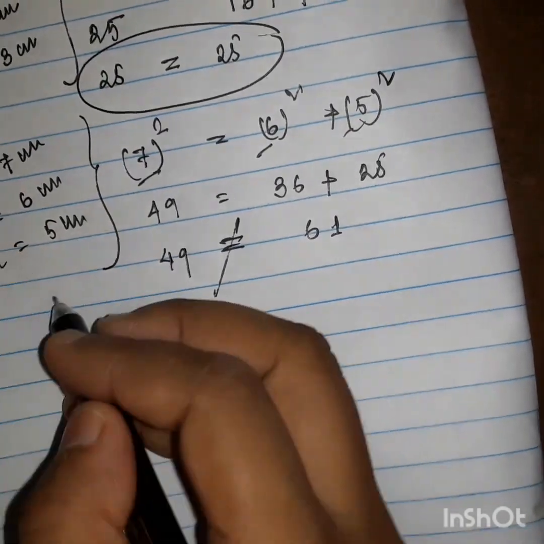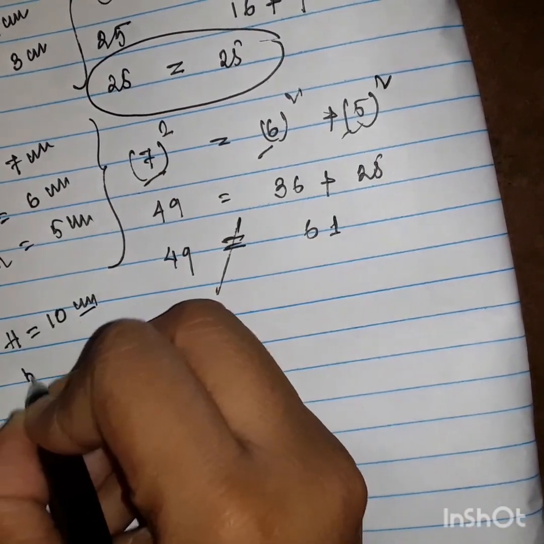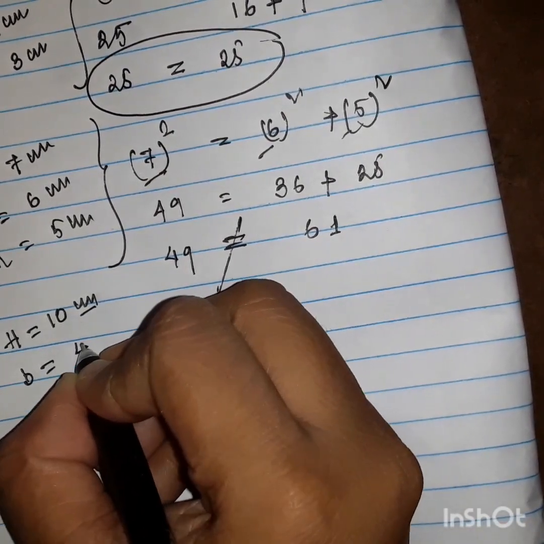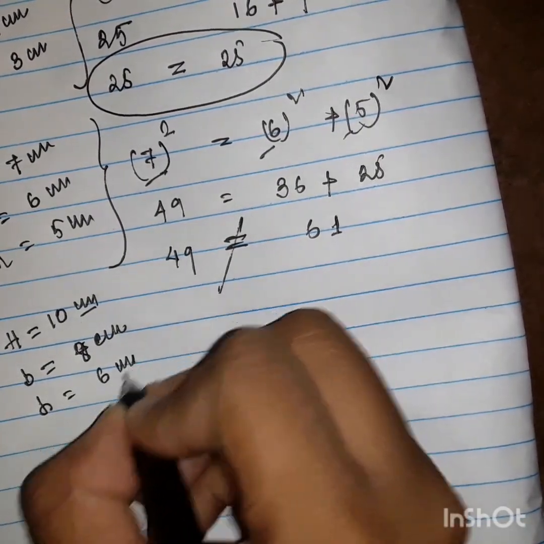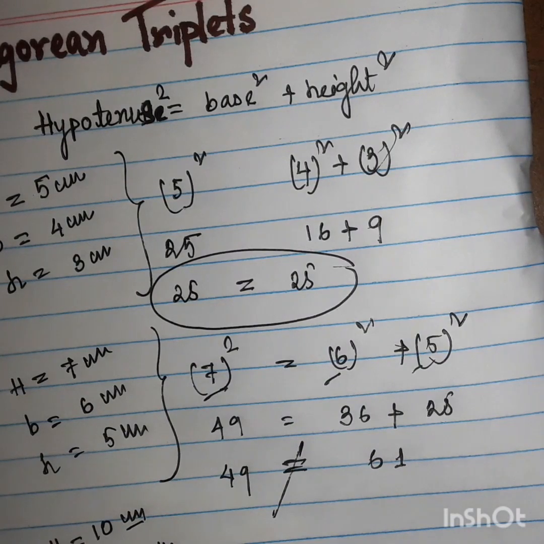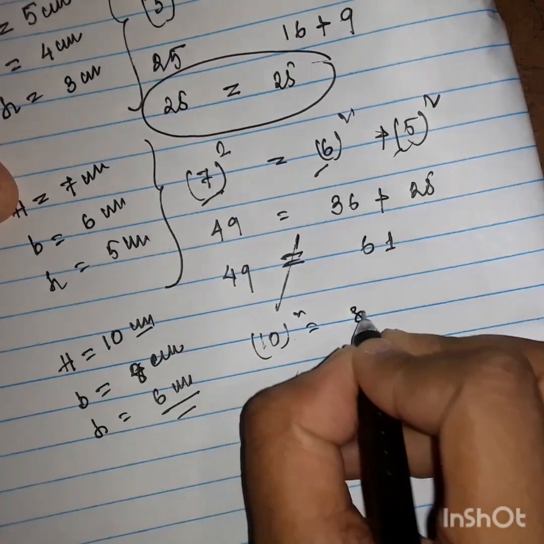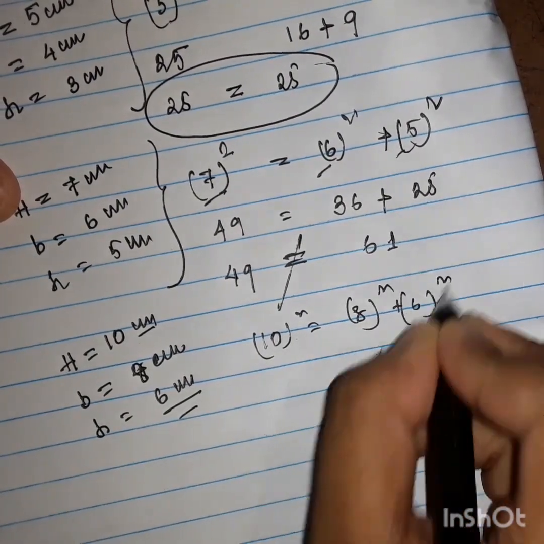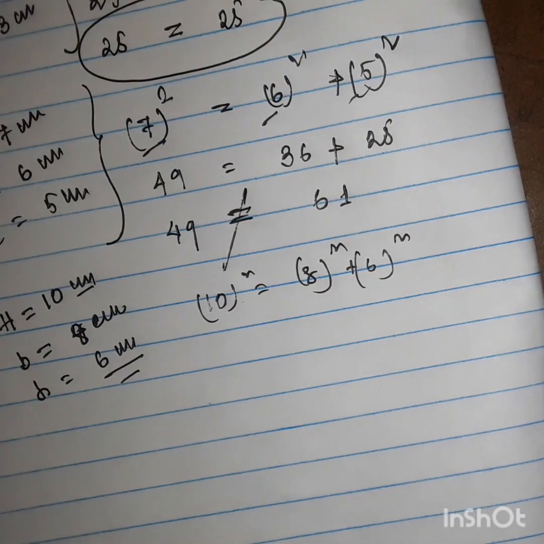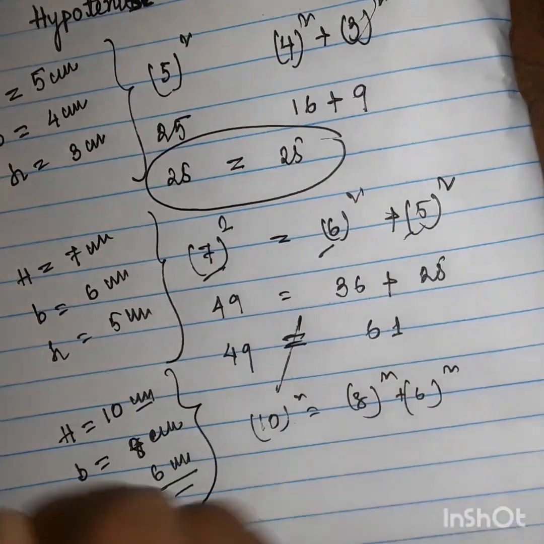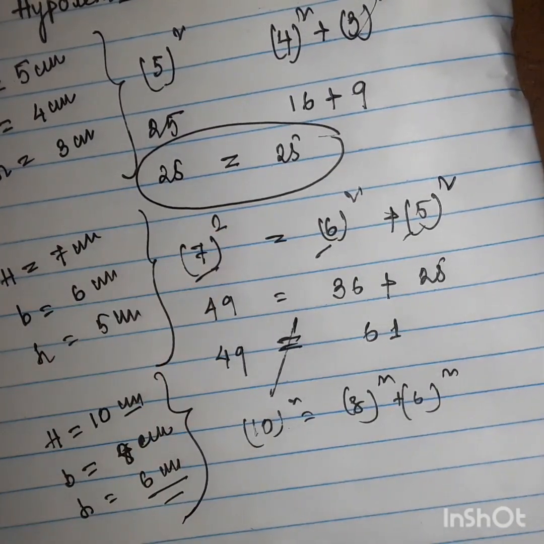Okay, I want to show you another example, where hypotenuse is equal to 10 centimeter, base is equal to 8 centimeter and height is equal to 6 centimeter. That will also satisfy the Pythagoras theorem, where hypotenuse, that is 10 square, is equal to 8 square plus 6 square. The right side will also become 100 and the left side is always 100 for 10 square. So these three numbers, 10, 8 and 6, will also be called a Pythagorean triplet set.